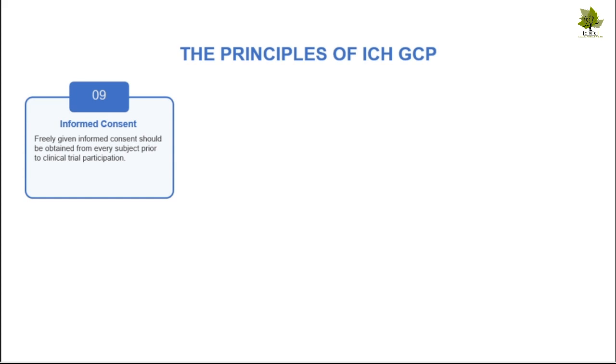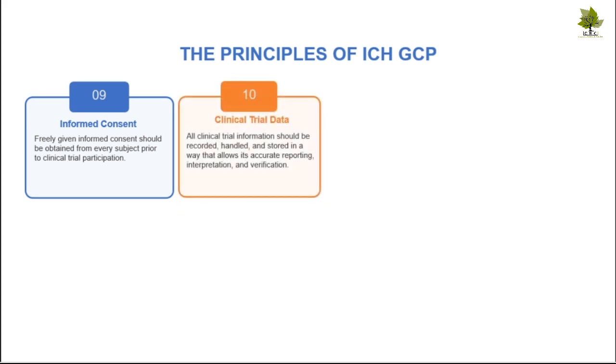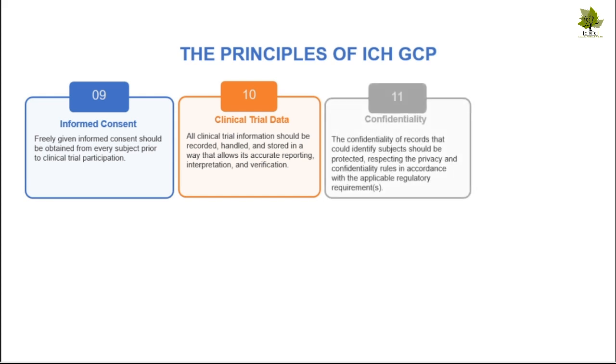Freely given informed consent should be obtained from every subject before clinical trial participation. The 10th principle explains the clinical trial data. All clinical trial information should be recorded, handled, and stored in a way that allows its accurate reporting, interpretation, and verification. Confidentiality makes the 11th principle in the GCP guideline. The confidentiality of records that could identify subjects should be protected, respecting the privacy and confidentiality rules in accordance with the applicable regulatory requirement.